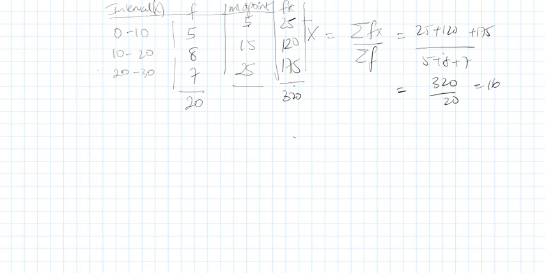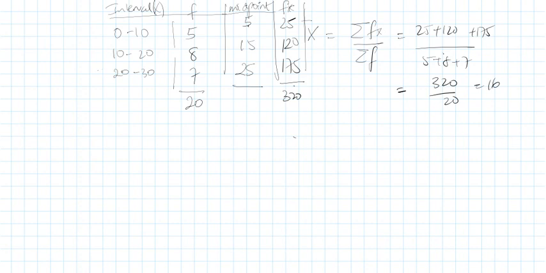Okay. So the formula is sum of f times x. If you have x as a single value in your frequency table, you can just use it. If it's in an interval, you find the midpoint, which we did here. So 0 plus 10 divided by 2, 5, 10 plus 20 divided by 2, 15, 20 plus 30 divided by 2, 25. That becomes the x. Then the f is the frequency.